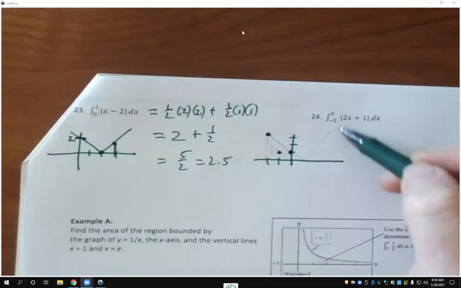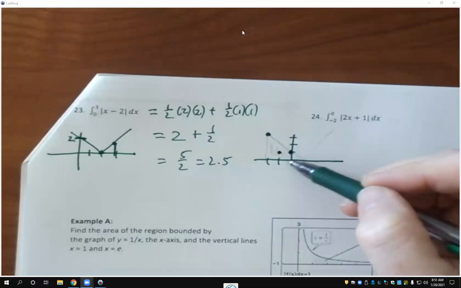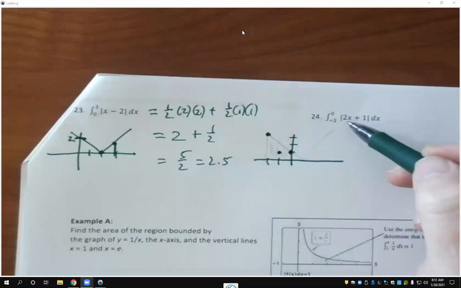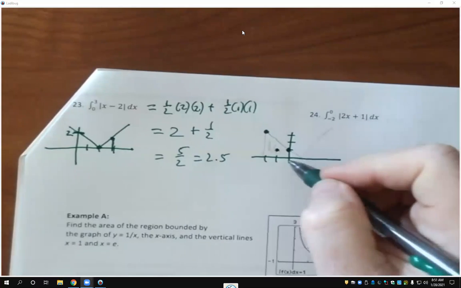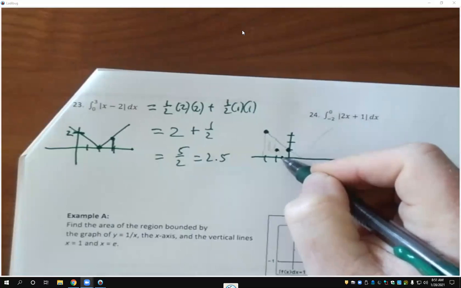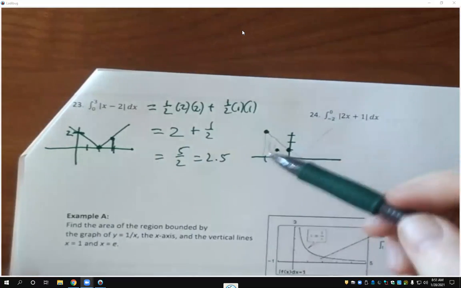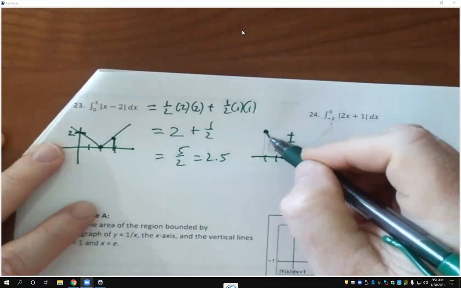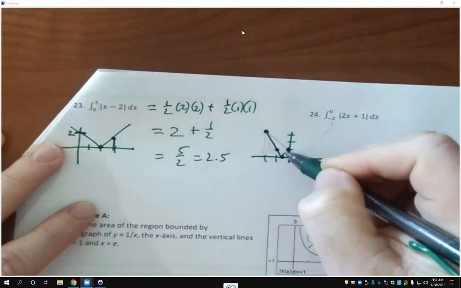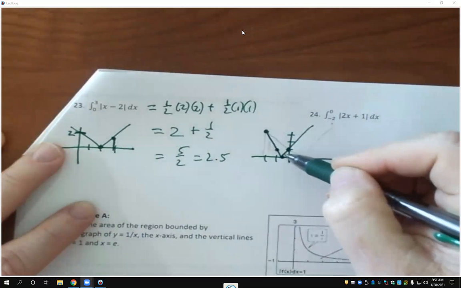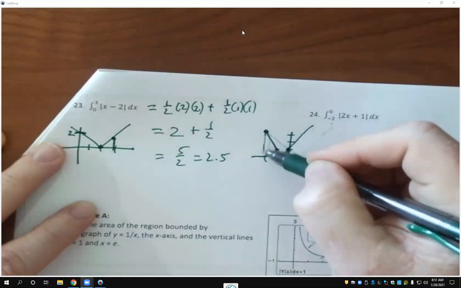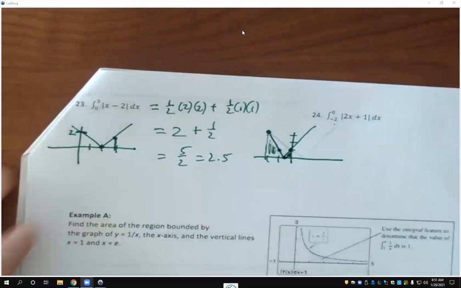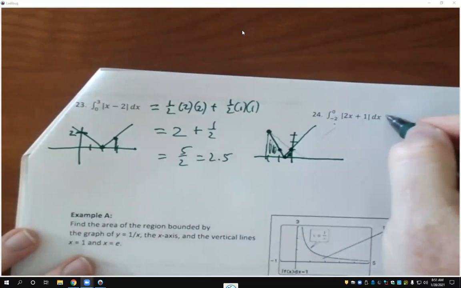We want to find that vertex. We know it's somewhere in here. So at -1/2, 2 times -1/2 is -1. So I'm going to get a value of 0 here. Now, keep in mind, we're integrating from -2 to 0. So we have this graph that looks like this. So we need this triangle and we need this triangle right here. That one was a little tricky as far as doing it without a calculator.